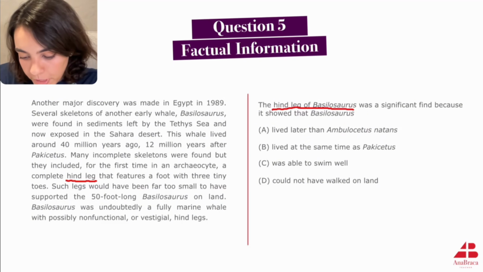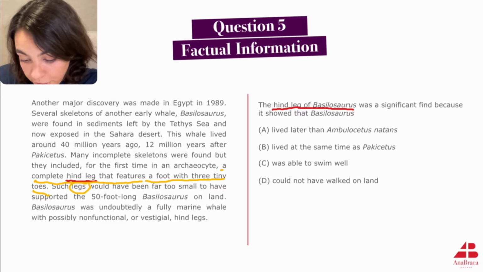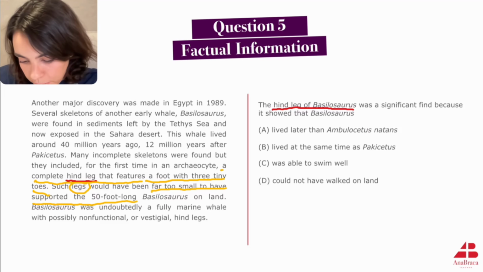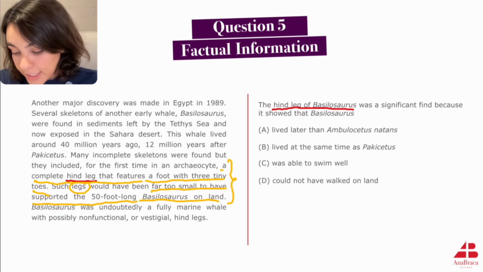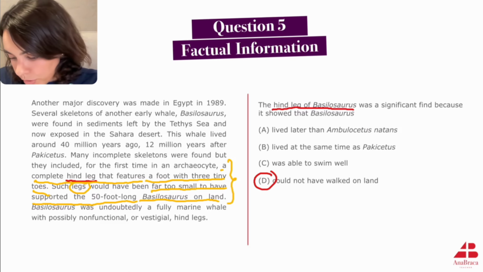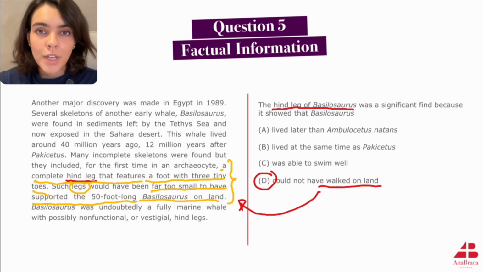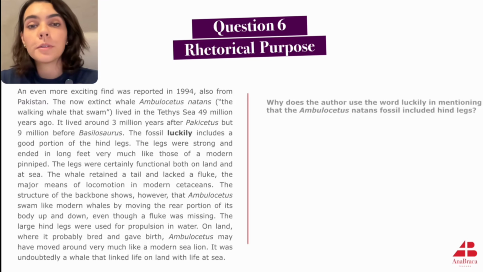Okay, so a complete hind leg was found that features a foot with 3 tiny toes. Such legs, so continuing talking about the leg, would have been far too small to have supported the 50-foot-long Basilosaurus on land. So what do we learn about this here? We learn that the Basilosaurus could not have walked on land because it would be too heavy for those tiny legs. Question 6 is a rhetorical purpose question.